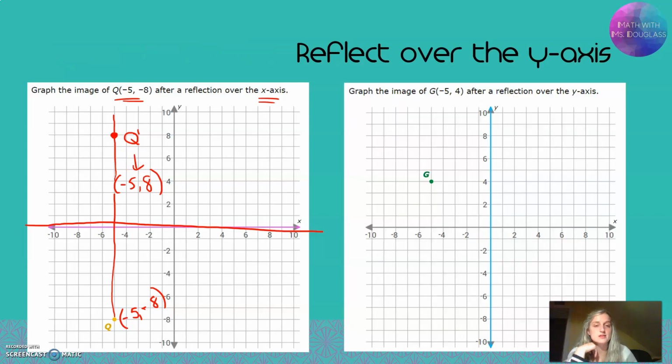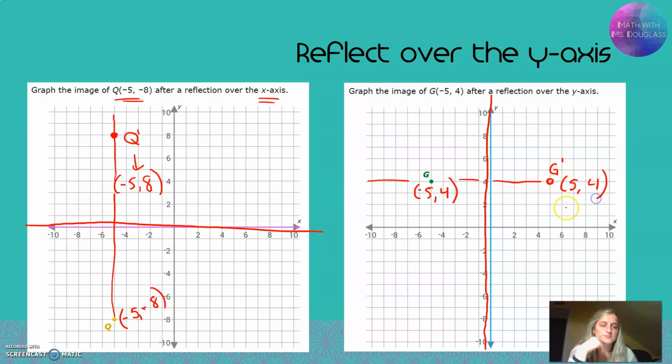Reflecting over the y-axis goes up and down. Y is going to stay the same. I'm starting at negative 5, positive 4. Y is going to stay the same because I'm not moving off of this positive 4 line. But now it's going to be in quadrant 1, this G prime, and that will be positive 5, positive 4.